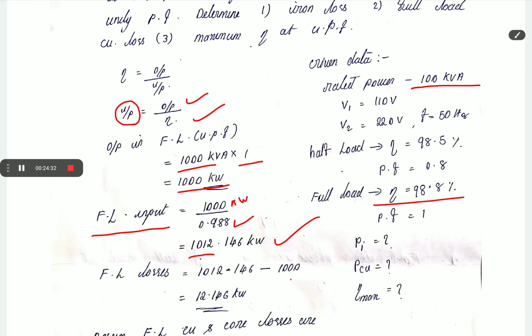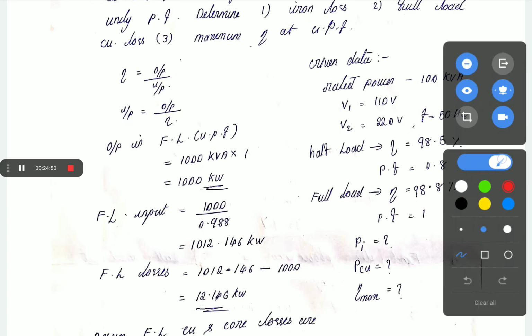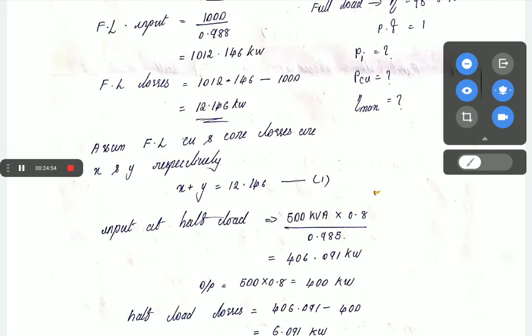1012 ൽ നിന്ന് നിങ്ങൾ 1000 മൈനസ് ചെയ്ത് കഴിഞ്ഞാൽ 12.146 കിലോവാട്ട് ഇസ് യുവർ ഫുൾ ലോഡ് ലോസസ്. ഫുൾ ലോഡിലുള്ള ലോസസ് കിട്ടും. ഓക്കെ, ഈ ഫുൾ ലോഡ് ലോസ് എന്ന് പറയുന്നത് എന്താണ്? ടോട്ടൽ കോർ ലോസ് പ്ലസ് കോപ്പർ ലോസ് ആണ് അല്ലെ. രണ്ടിന്റെയും കൂടെ സം ആണ്. സോ വി ജസ്റ്റ് അസ്യൂം let us assume it is x and y are the core loss and copper loss. So നമുക്കൊരു equation ആക്കി എഴുതിക്കൂടെ, total loss x plus y is equal to 12.146 kilowatt.